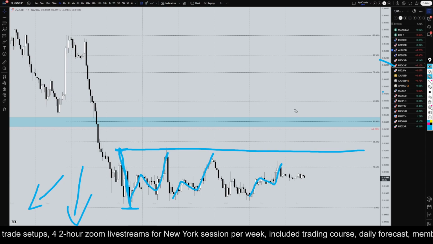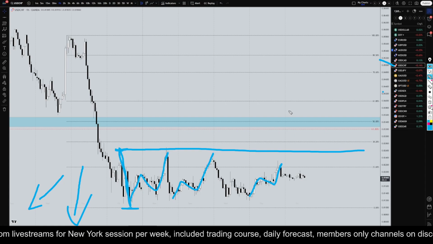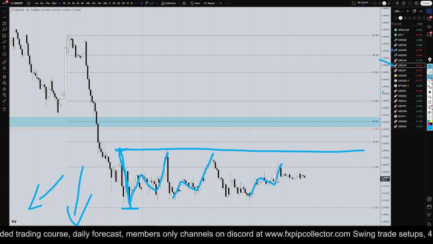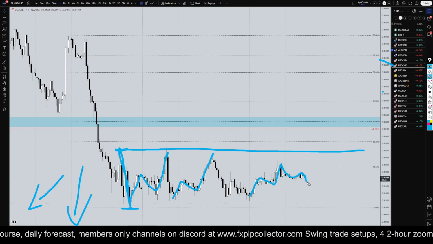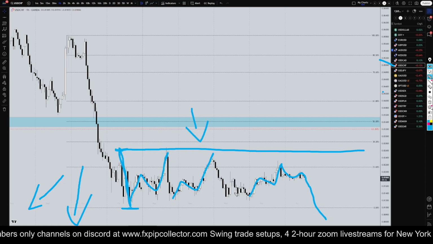Now, today is a bank holiday for most of the world. It's Good Friday, but it is not a bank holiday for America. So possibly during the New York session today, we could see a little bit more volume in the market than we saw throughout the London session. So possibly we could even get another short. If it does decide to go up and break structure to the upside, then fine.